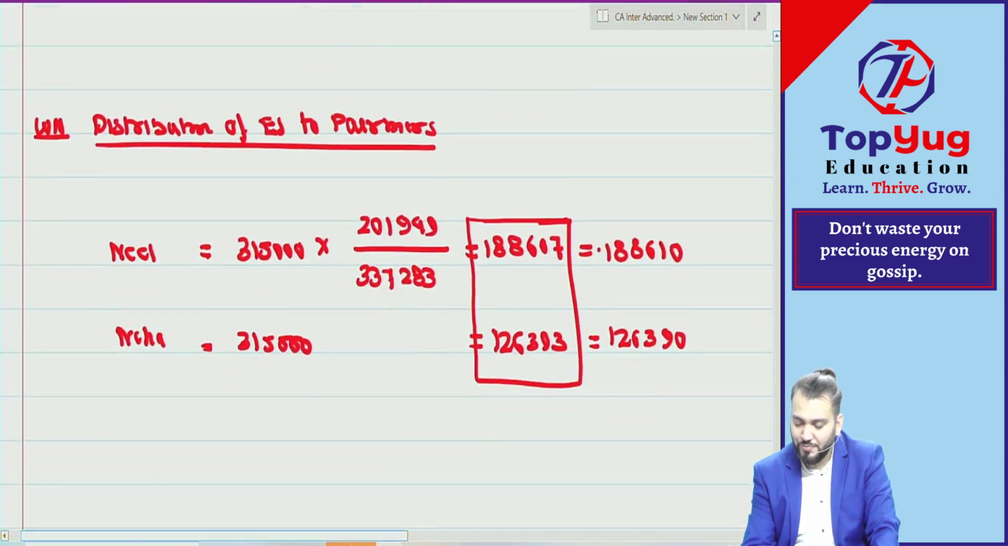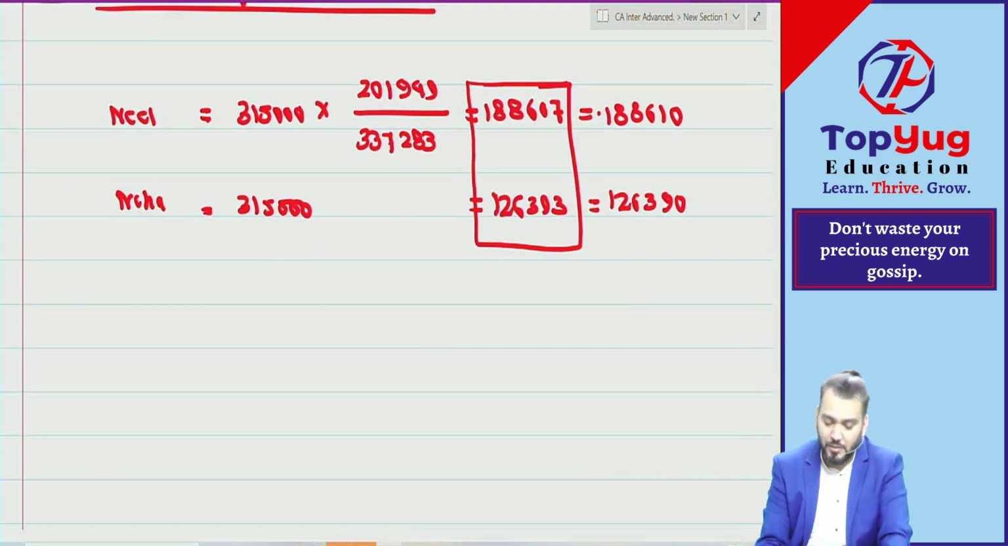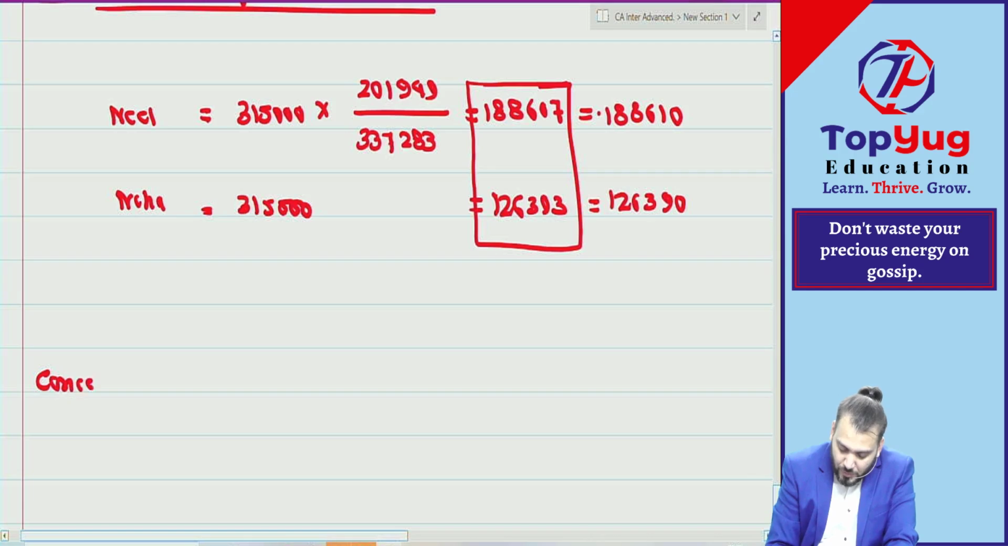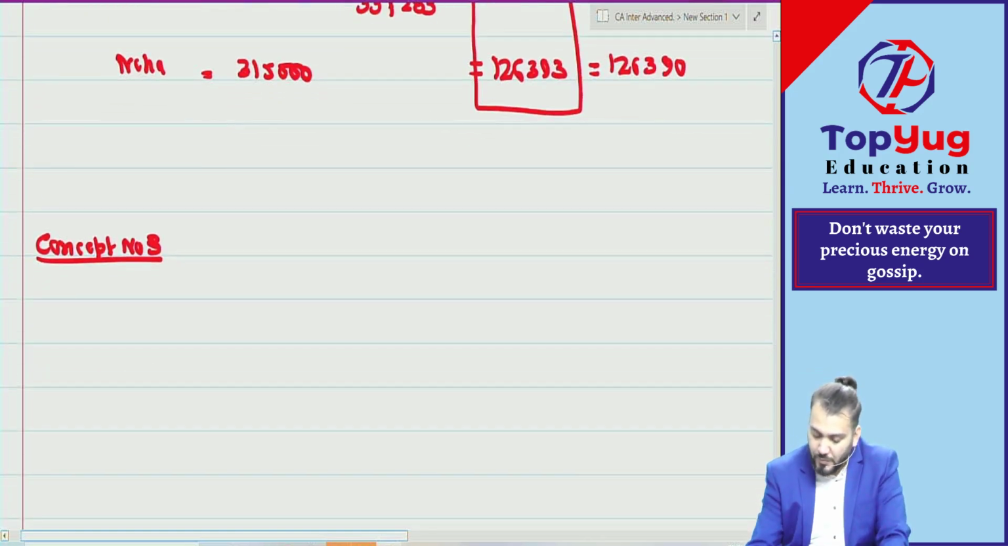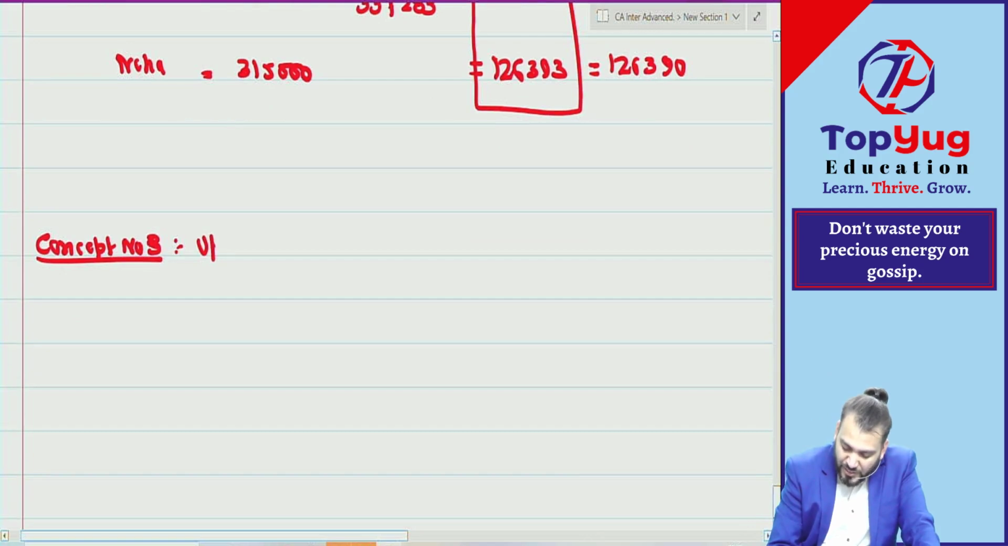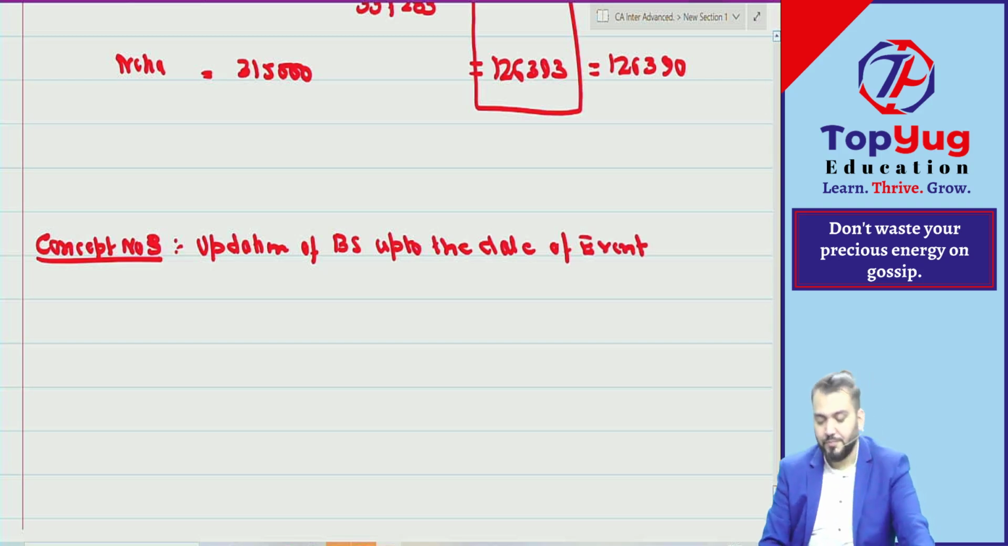Are you able to follow? Concept number 1, 2, 3. The third concept also we have done. Today we will not take any new concept. Concept number 3: on updation of balance sheet up to the date of event. Up to the date of event.